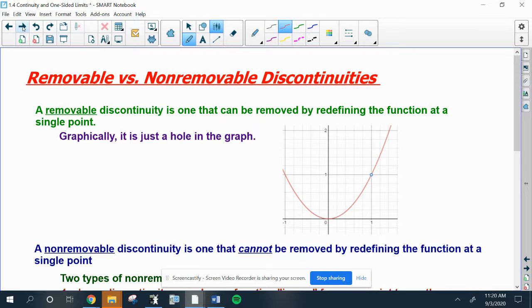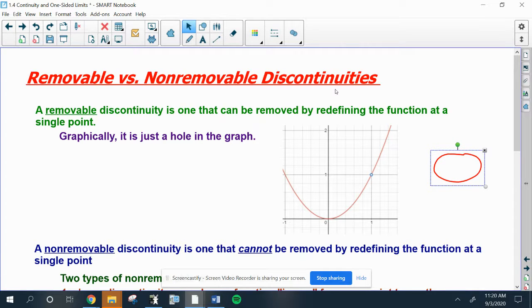So first of all, a discontinuity is just where a graph isn't continuous. So like if you look at this function right here, this graph would have a discontinuity at x equals 1. Now we're going to distinguish as to what type of discontinuity that is. So I think to summarize this before we actually go over it, if the limit would exist there, it's going to be a removable discontinuity. If the limit doesn't exist, it will be non-removable.